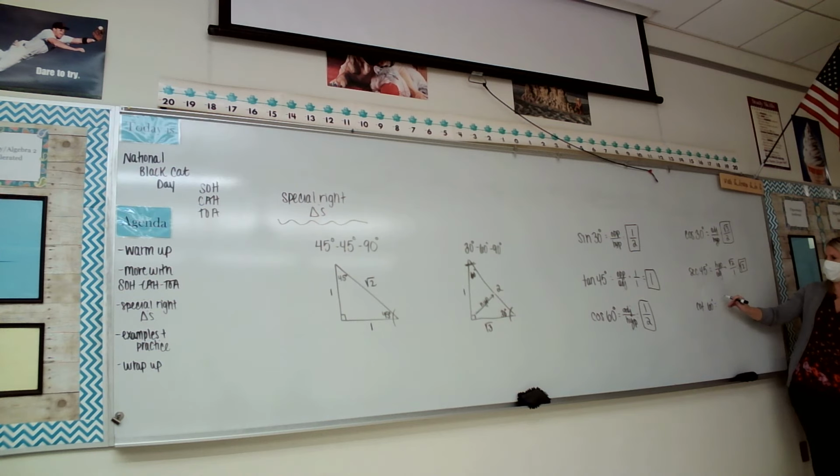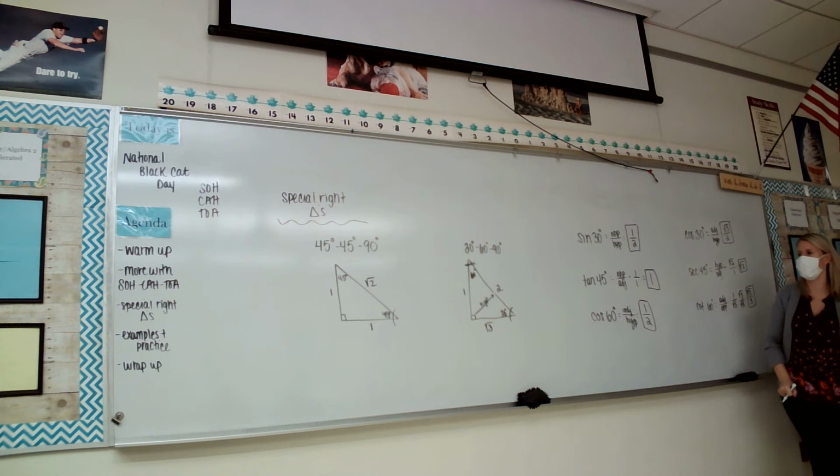Cotangent is adjacent over opposite. All that stuff you should be able to look up. 60, so just make sure you're going to the right angle, okay, from 60, adjacent is next to it, that's 1, over opposite, which is square root of 3, so that one we do have to do a little bit of simplifying. And that would be your final.